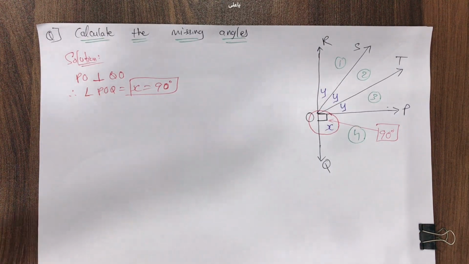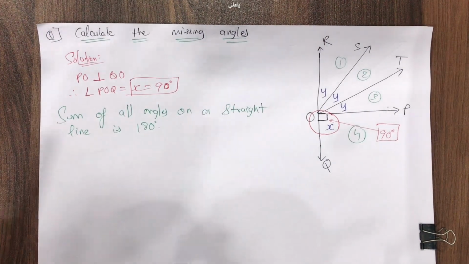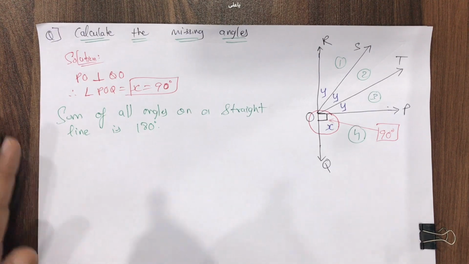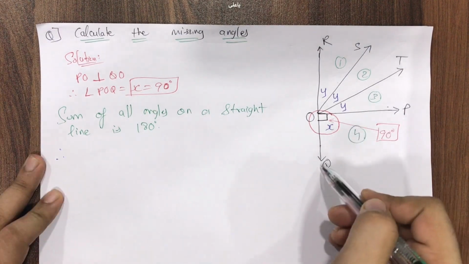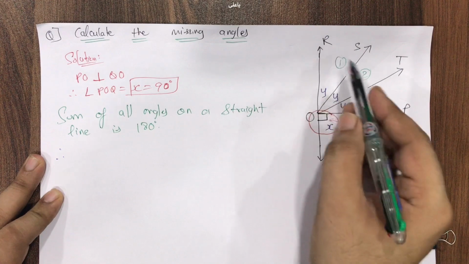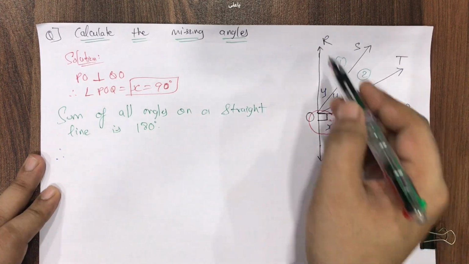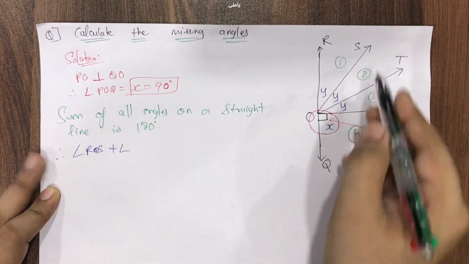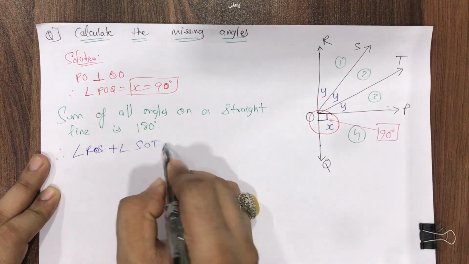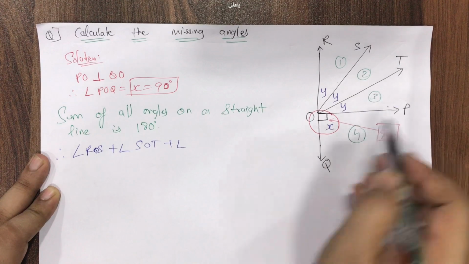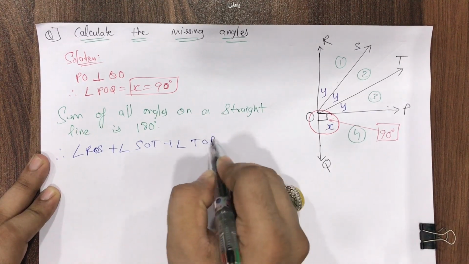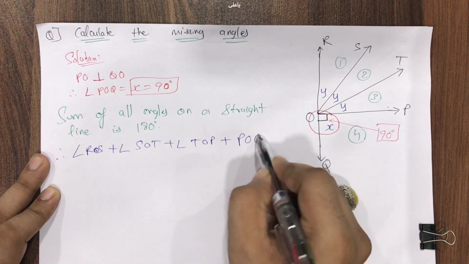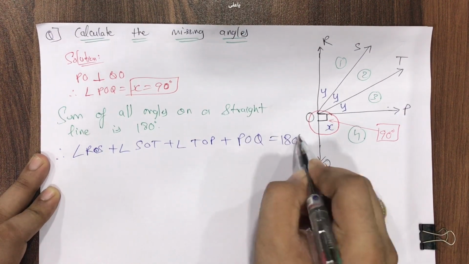So let's write that step first. Sum of all angles on a straight line is 180 degrees. Therefore, what are the names? You can start from here or from here. I'm starting from here. ROS, you can also write SOR. Angle ROS plus angle SOT plus angle TOP plus angle POQ is equal to 180 degrees.